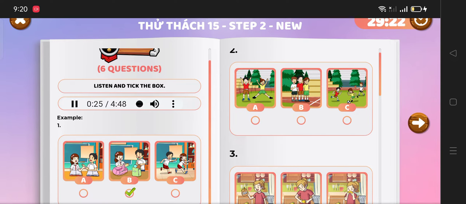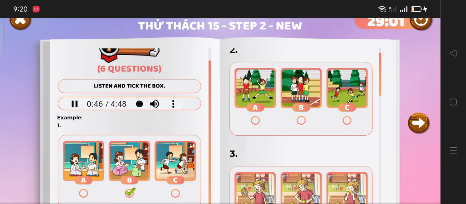Now answer this question. What did the teacher tell the students to do? The answer is B. Did you see the tick? Now you do it. Number 2. Listen to the teacher.